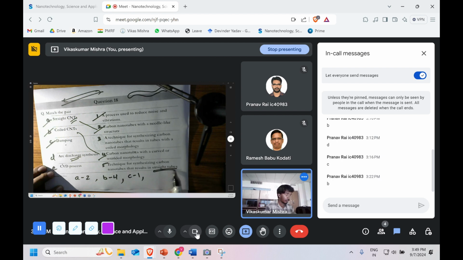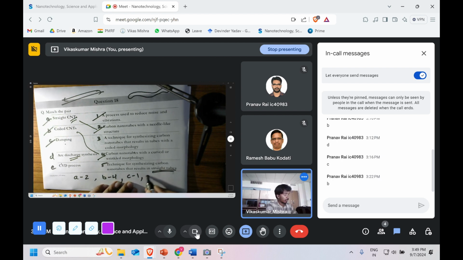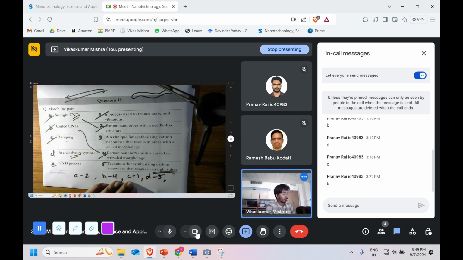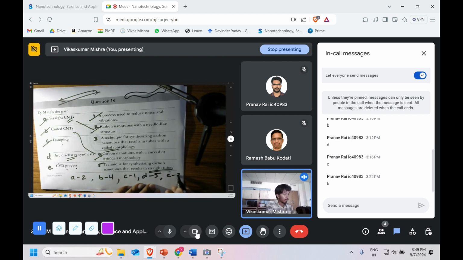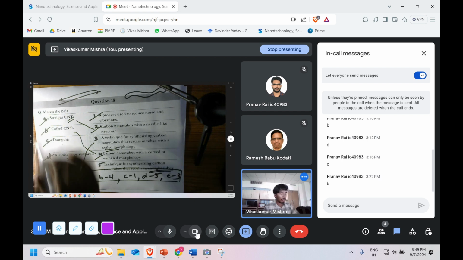So let's see the fifth option: technique for synthesizing carbon nanotube that results in the straight tube. So D will match with the 5. And CVD process, we have known that it is used to produce the coil morphology. So E will match with the 3. So with that we have solved this pair and this is the right answer for that.